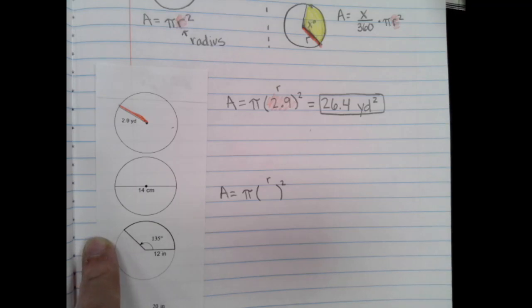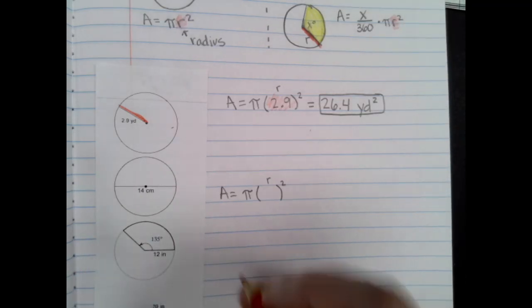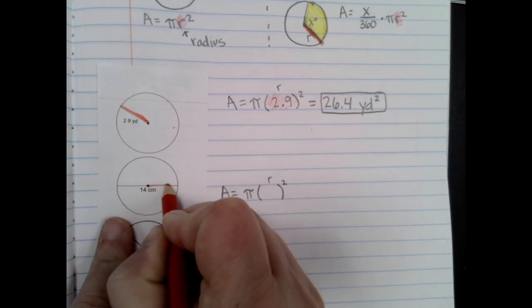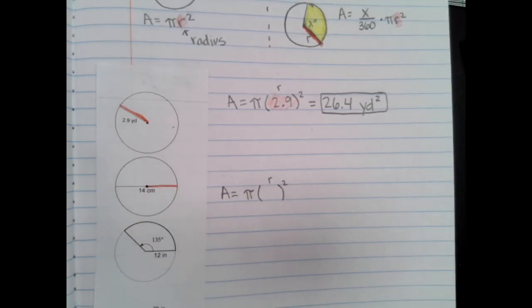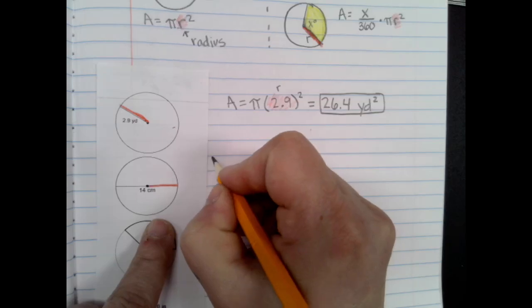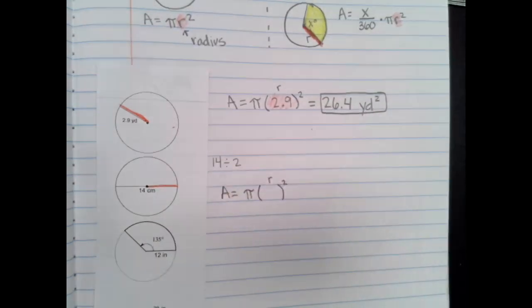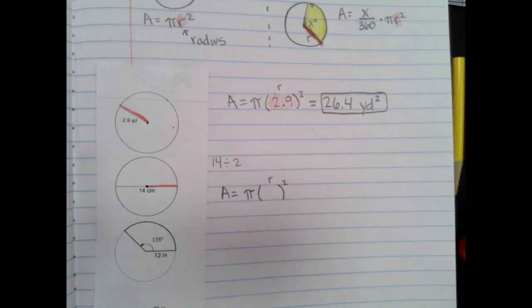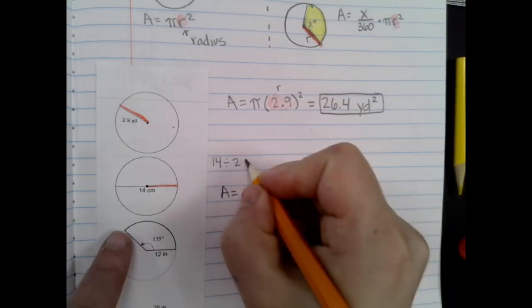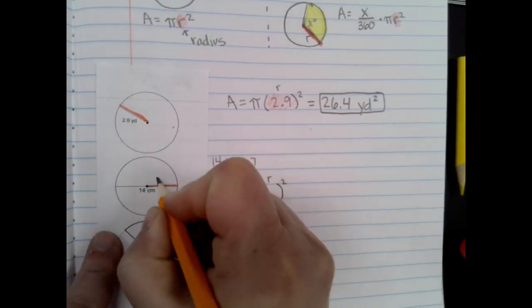So that's not what we want. So we want the radius. How do I go from diameter to radius? Divide by 2. If you need to write that off to the side here, that we're doing 14 divided by 2. Sorry. You can write that. 14 divided by 2 is 7. So this is 7 here.